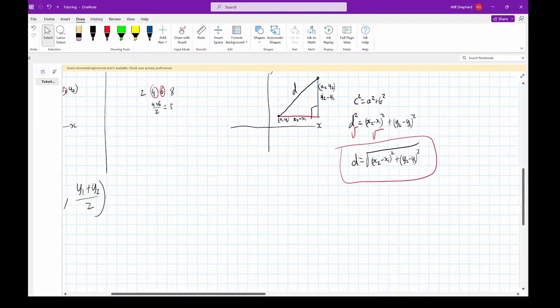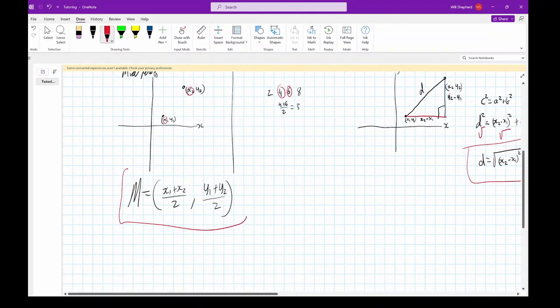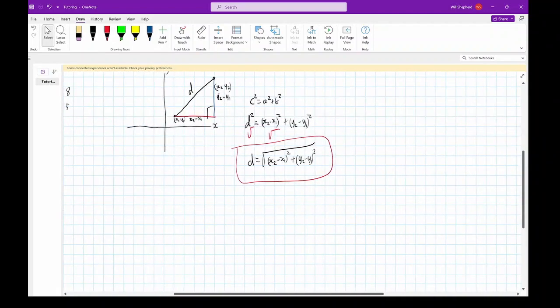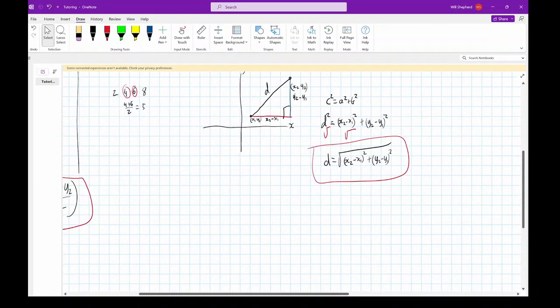So just to reiterate, we've got big M, chocolate's my favorite, which is going to be x1 plus x2 over 2, y1 plus y2 over 2. That's how you find the midpoint. And then our distance formula is d is equal to the square root of x2 minus x1 squared plus y2 minus y1 squared.